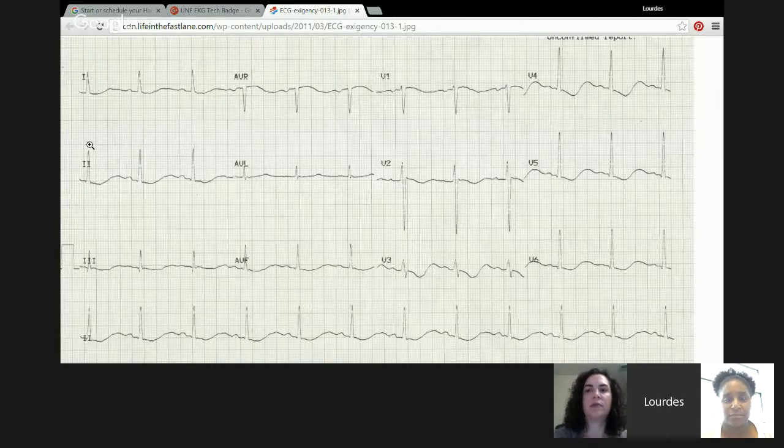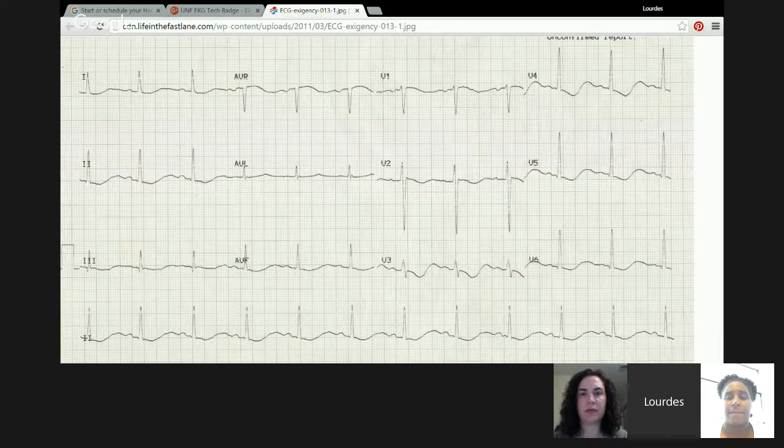Looking at the rhythm, the R-to-R intervals look like they march out. The P to P intervals look like they march out. There's a P for every QRS. There's a QRS for every P. The PR interval looks like it's right at 0.2, so it's normal. The QRS is 0.08, so it's narrow. I would say it's regularly regular.